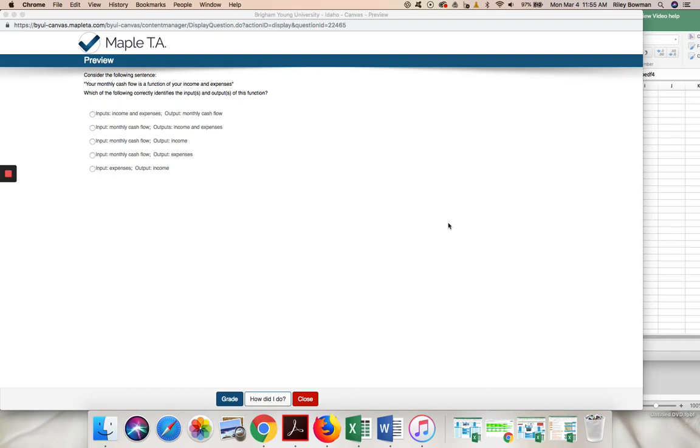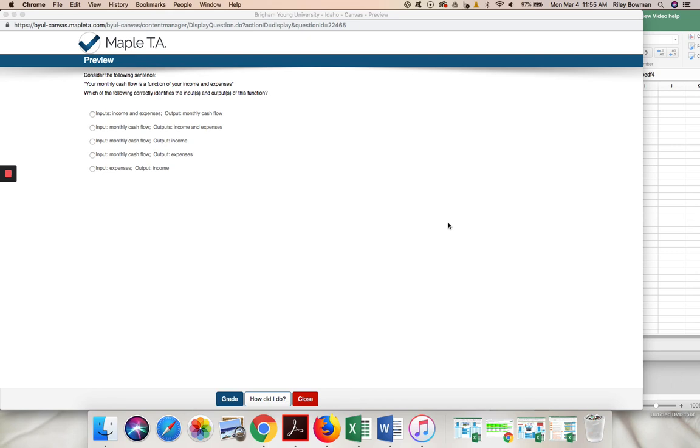Unit 2 exam review, question number 11. Consider the following sentence. Your monthly cash flow is a function of your income and expenses. Which of the following correctly identifies the inputs and the outputs of this function?